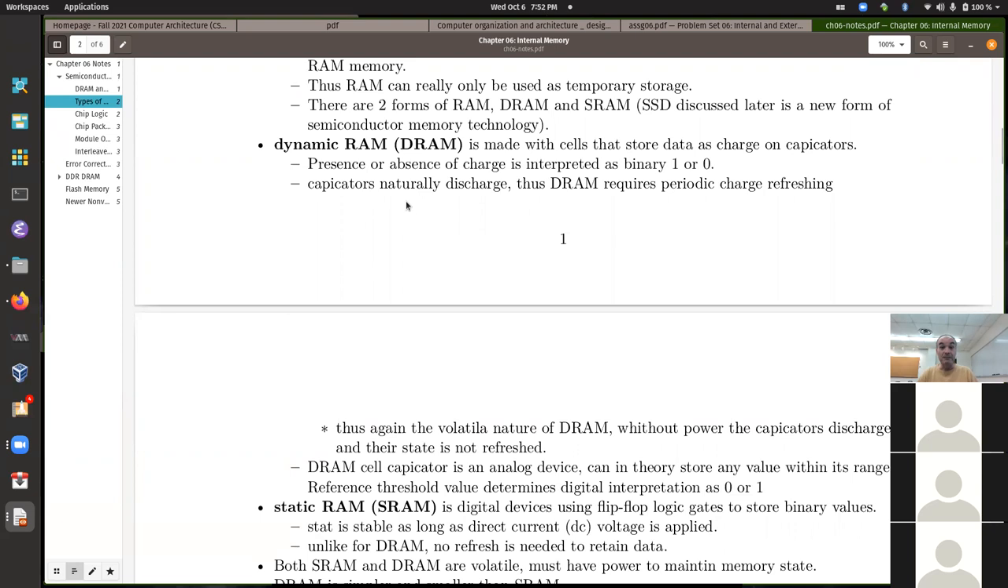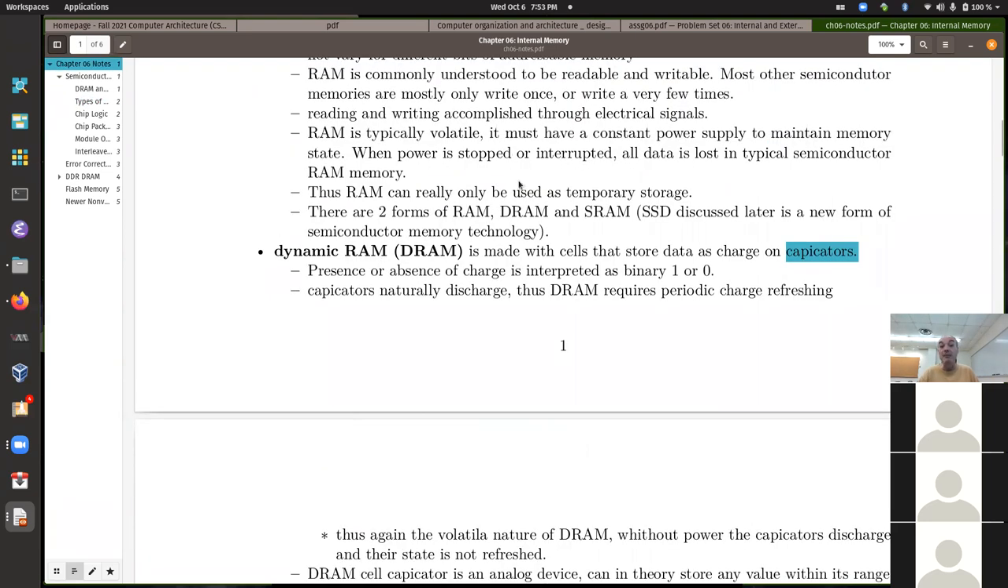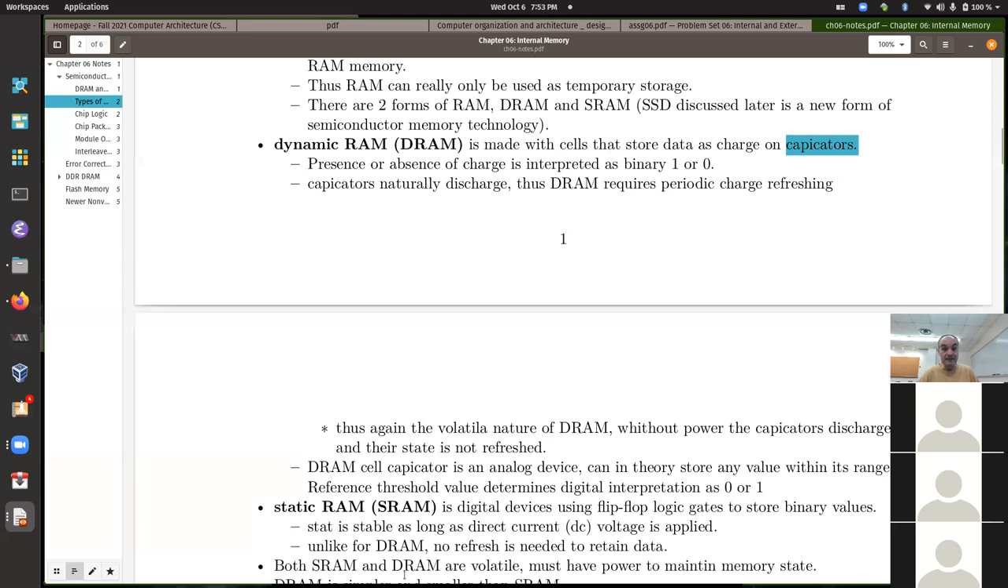Dynamic RAM is basically capacitors, if you know what a capacitor is in electronics, where it can store a charge. So whether it has a charge or not can be interpreted as the binary one or zero. And most all these things that we're talking about here are volatile, so they have to have power continuously in order to maintain their state. And if you turn off the power, they'll lose all the memory, except for ROM, right? It is non-volatile, but most of these are volatile in this sense.